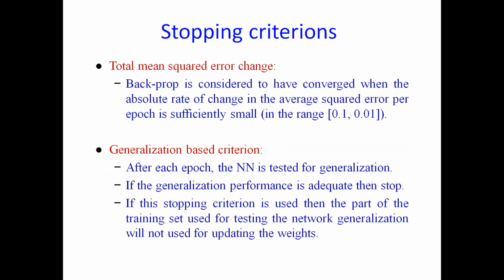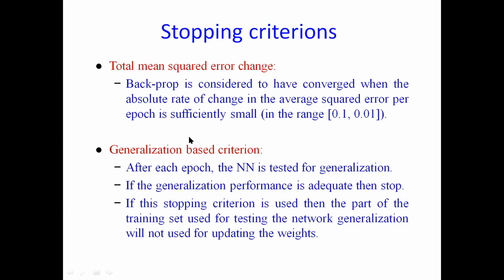Stopping criteria are usually based on two criteria. There must be a particular time where the total mean squared error change is considered. That means the backpropagation algorithm is considered to have converged when the absolute rate of change in the average squared error per epoch is very, very small, negligibly small, in the range of 0.1 or 0.01. Then we can stop this particular learning process or training process.